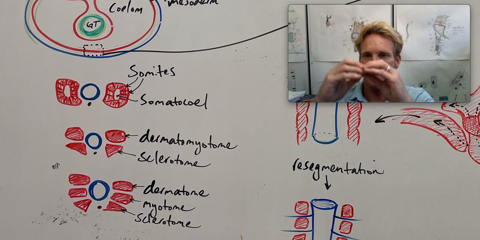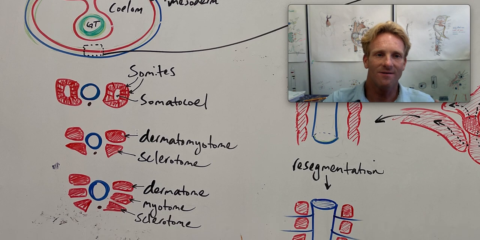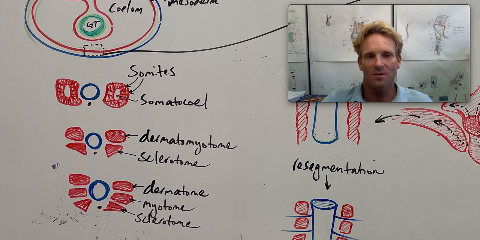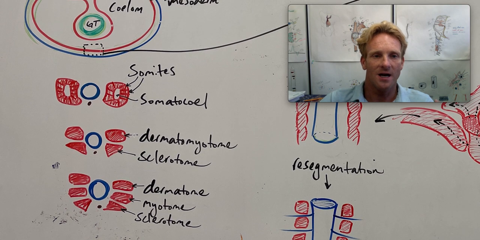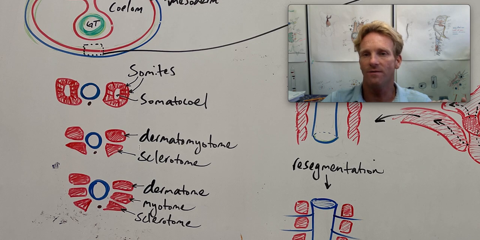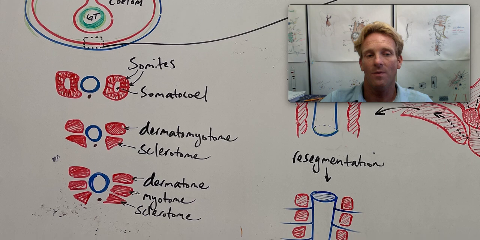This somatocoel begins to expand more and more, and it divides this collection of somites into 2 different groups. Here on the dorsal side, you have the dermatomyotome, and the part on the ventral side is the sclerotome. The sclerotome is the part of these somites that will go on to develop into the bones of the spine and the ribs, whereas the dermatomyotome will develop into the dermis and the muscle.